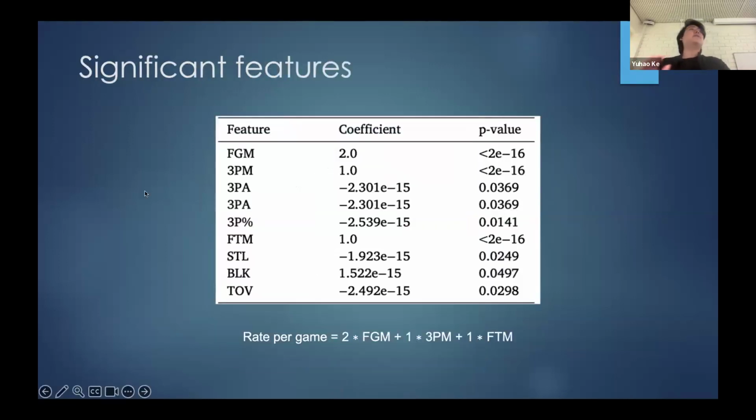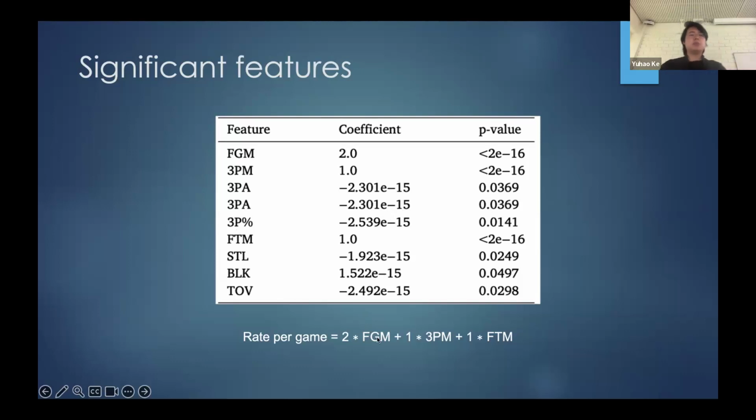And here are the significant features. We just use a logistic linear regression to get the significant features for the game. And you can see here, the p-value is very small for these three. And for the others, the p-value is not that small, and the coefficient is very small, which means they are not that important. So we only choose these three, FGM, 3PM, and FTM.